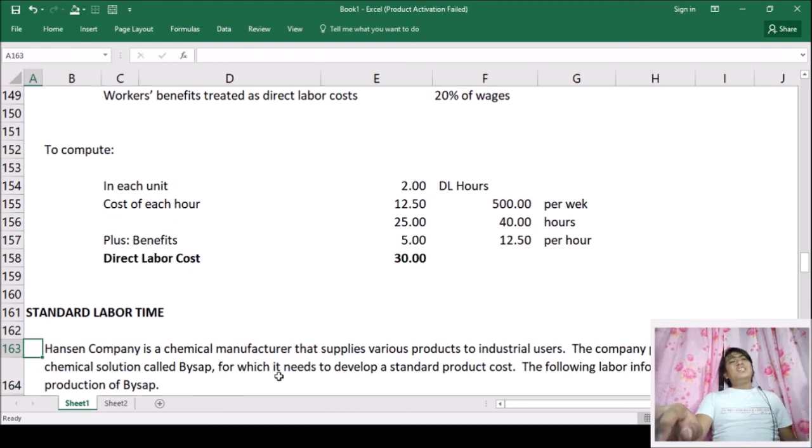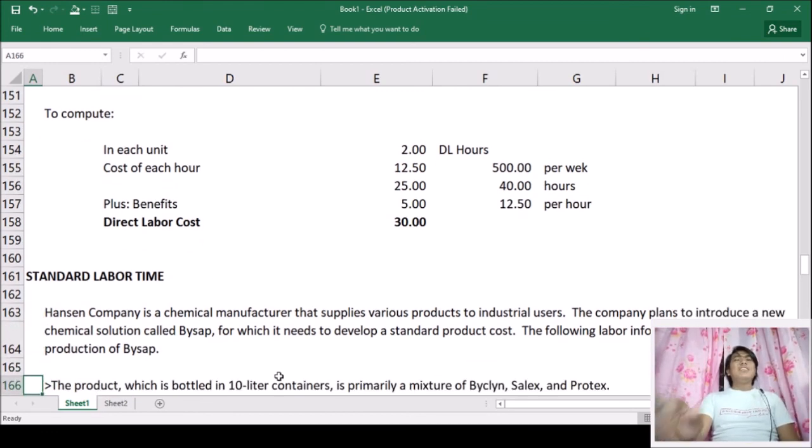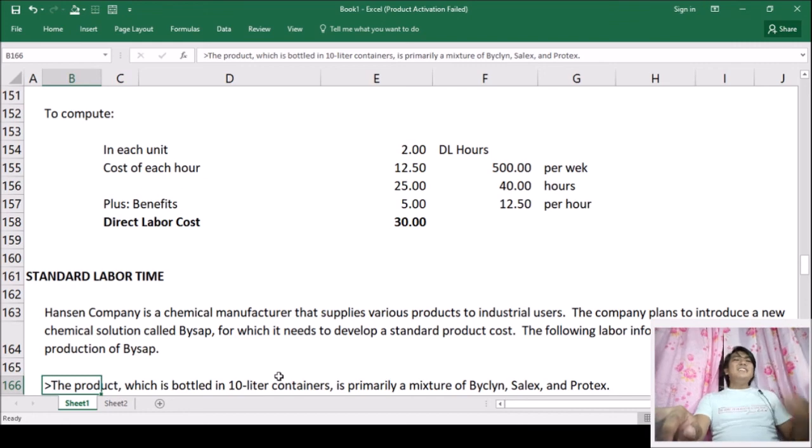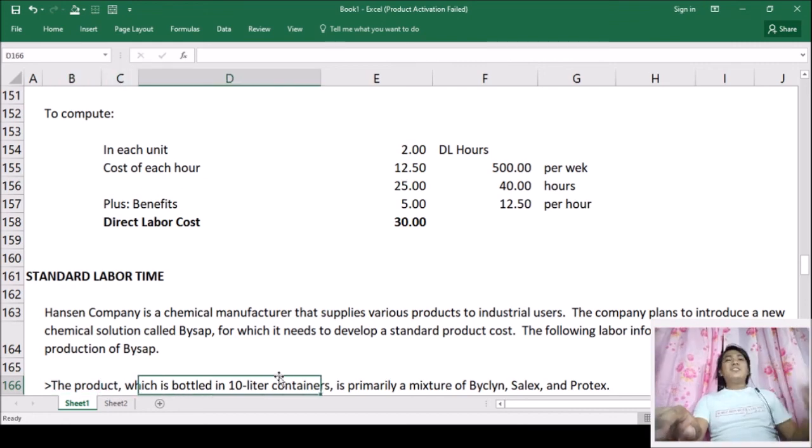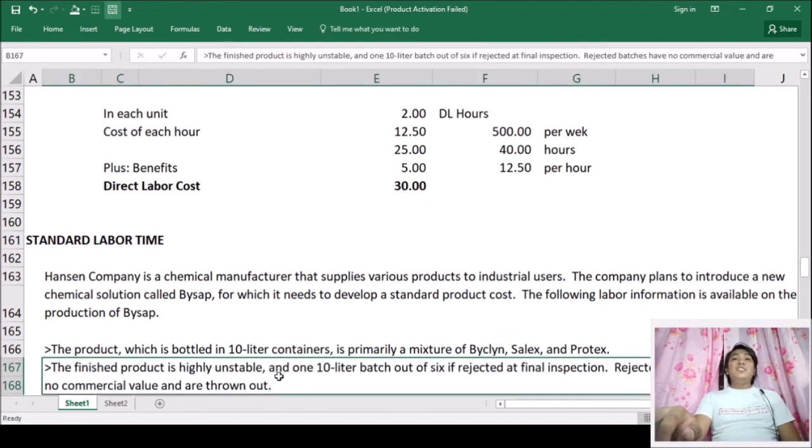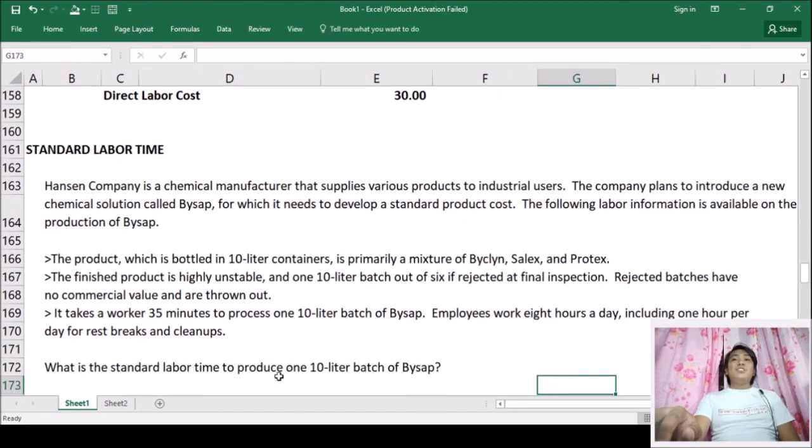How about the standard labor time? Ito naman. Ito parang mas mahaba-haba yata ang solution yung prepare ko dito, no? Hansen Company is a chemical manufacturer that supplies to industries. The company plans to introduce a new chemical solution called BISAP, for which it needs to develop a standard product cost. The following labor information is available on the production of BISAP.